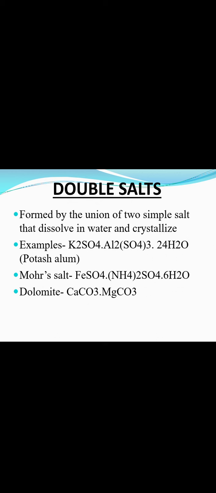And next is Mohr's salt, FeSO4, that is ferrous sulfate, (NH4)2SO4.6H2O. Dolomite, that is CaCO3, calcium carbonate, with magnesium carbonate. So here two salts are combining together in a union of two simple salts, and it forms a double salt.